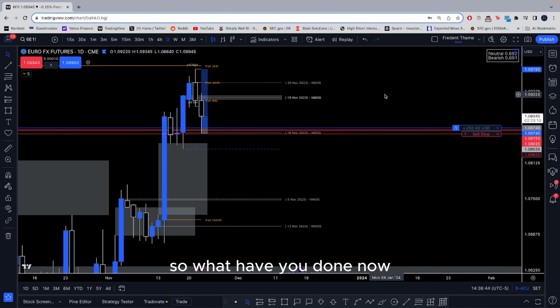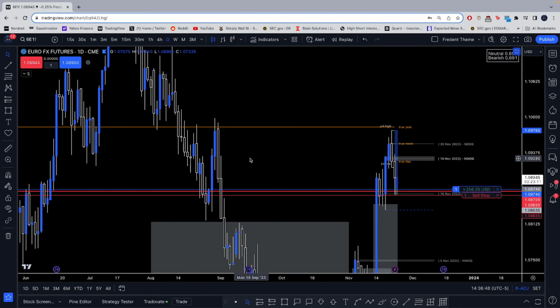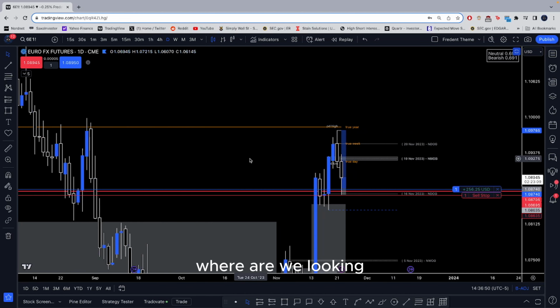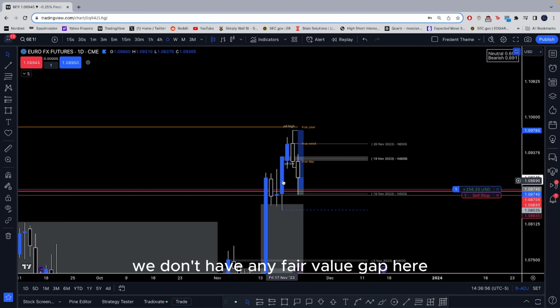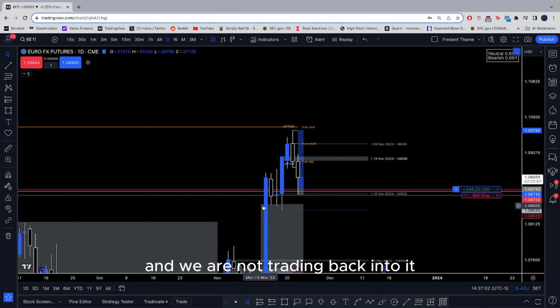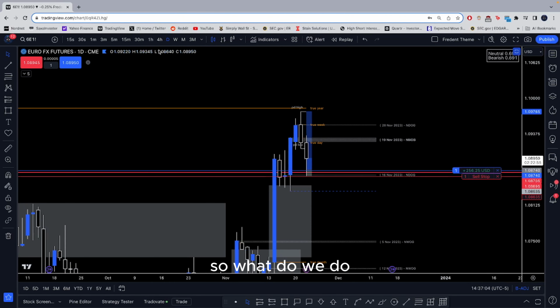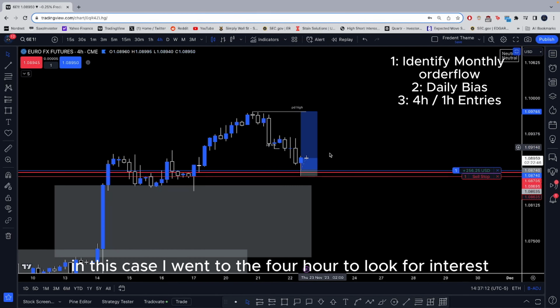So, what have we done now? Traded up here. Where are we looking? We are looking at the current leg here. And we don't have any fair value gap here, but we are in a bullish order flow, so we must assume this was respected and we are not trading back into it. So what do we do? We go into a lower time frame. You can go to the 4 hour or the 1 hour. In this case, I went to the 4 hour to look for entries.